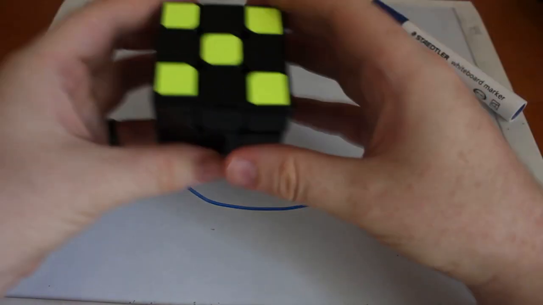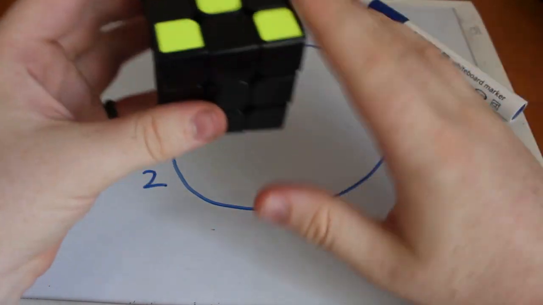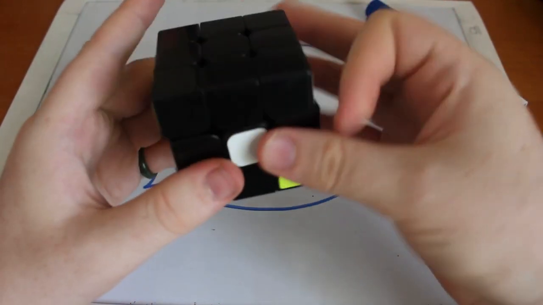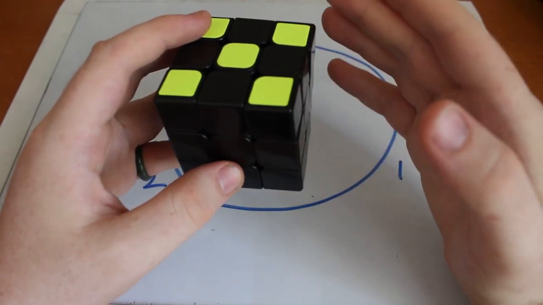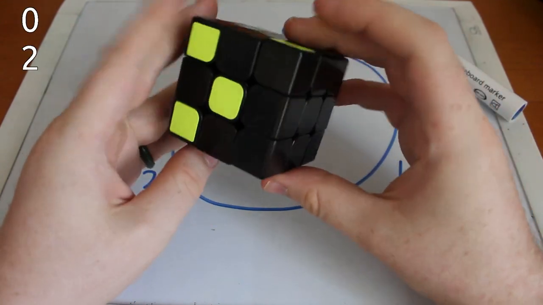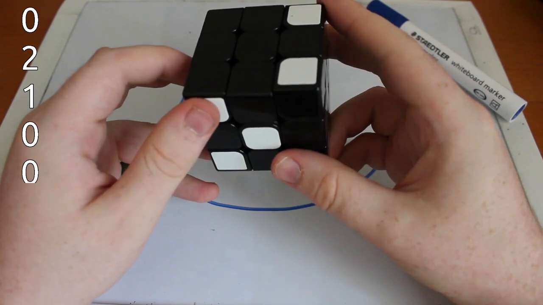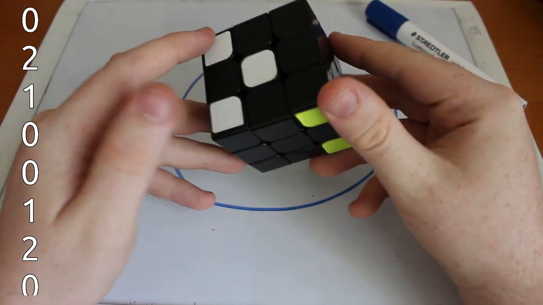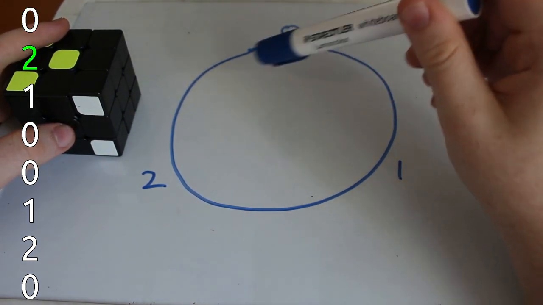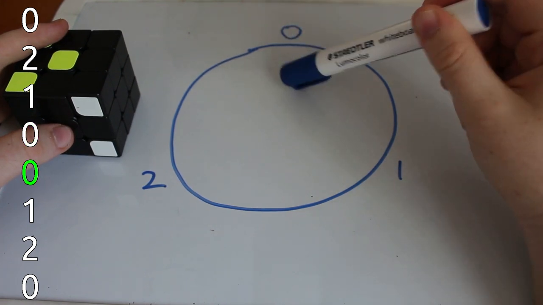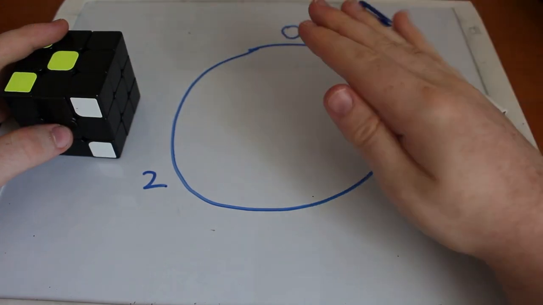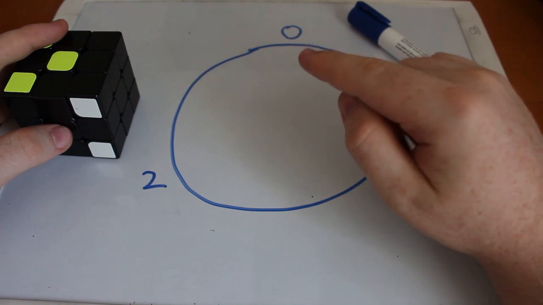0. Turning the top or bottom faces has no effect on this, and neither does turning any of the side faces 180 degrees. If we turn a side face 90 degrees, we could list the corners like this: 0, 2, 1, 0, 0, 1, 2, 0. Going around the circle again, we end up at 0. This means that turning a face doesn't affect where we end up on the circle.